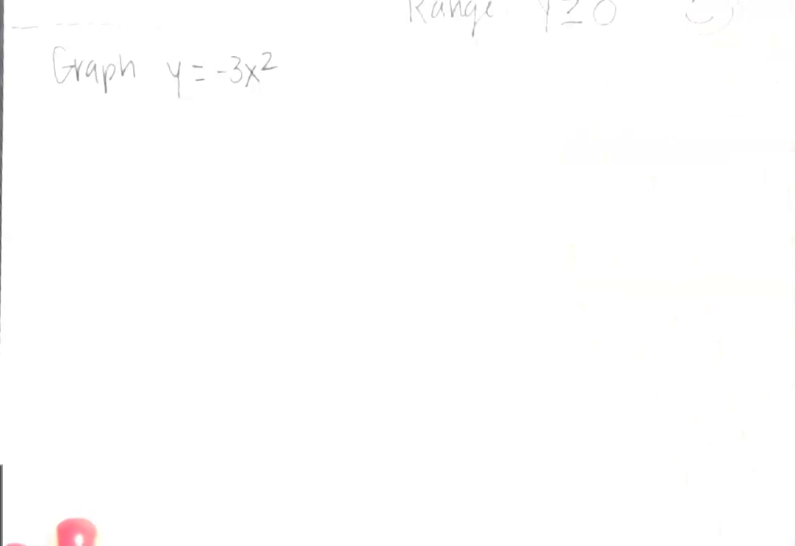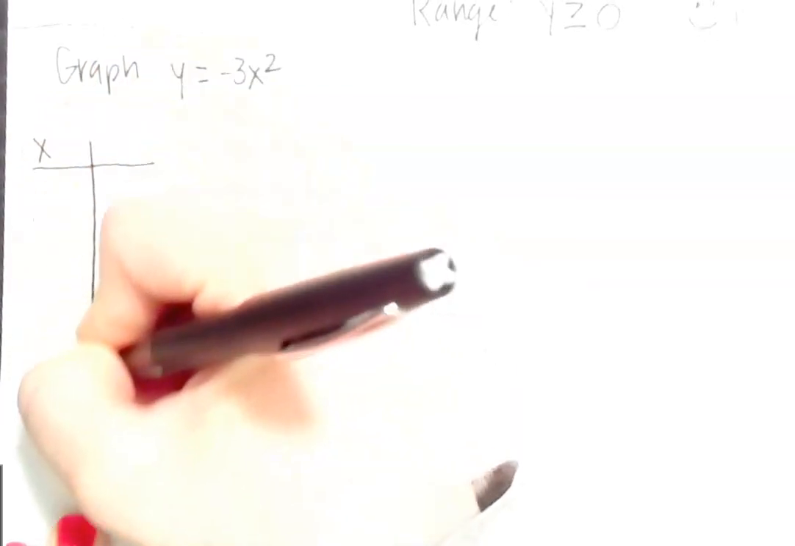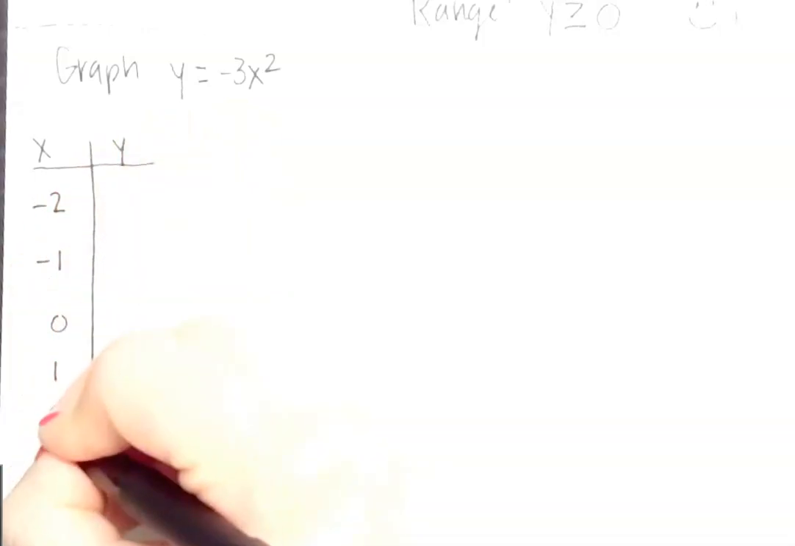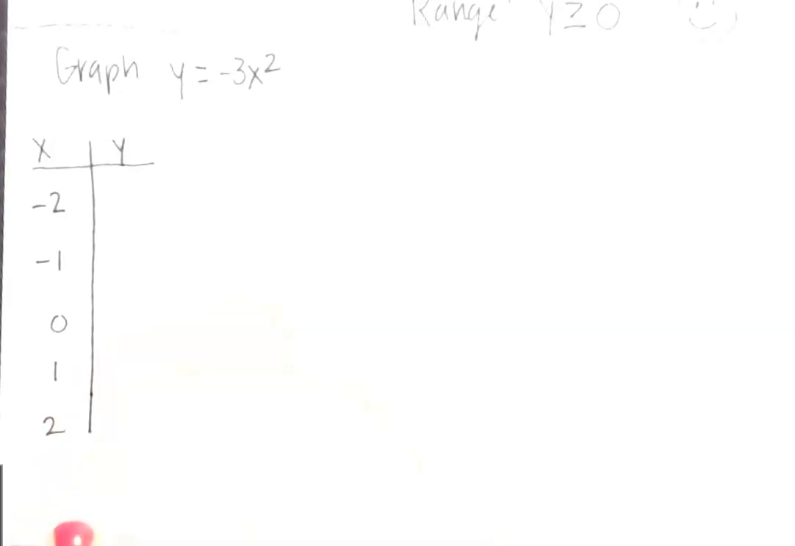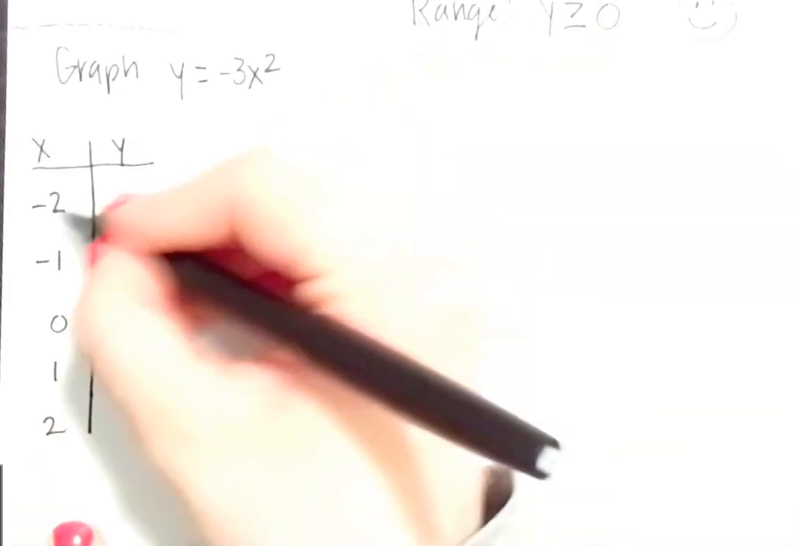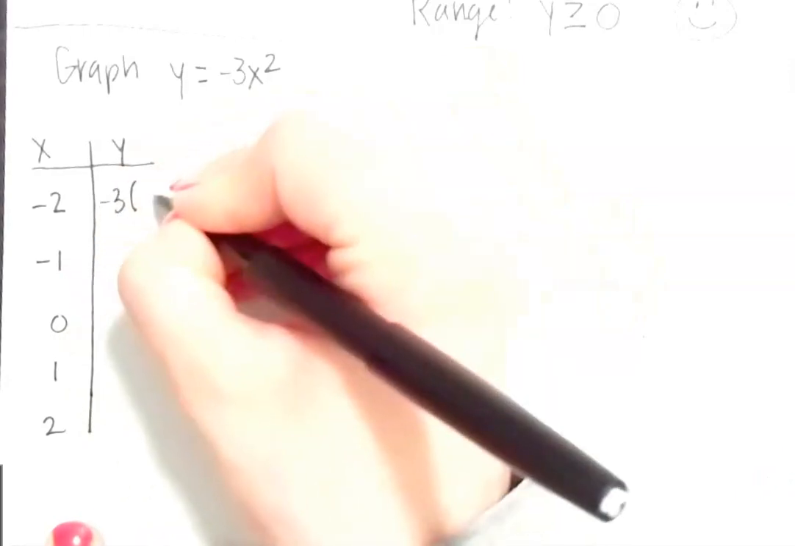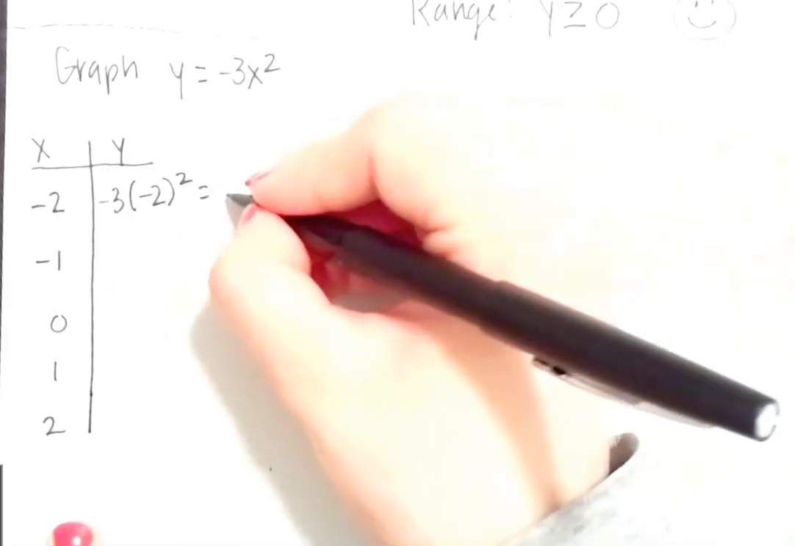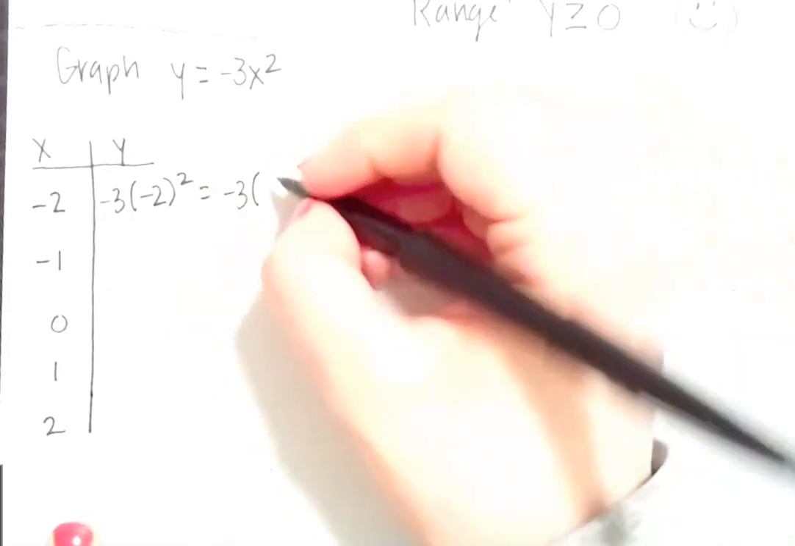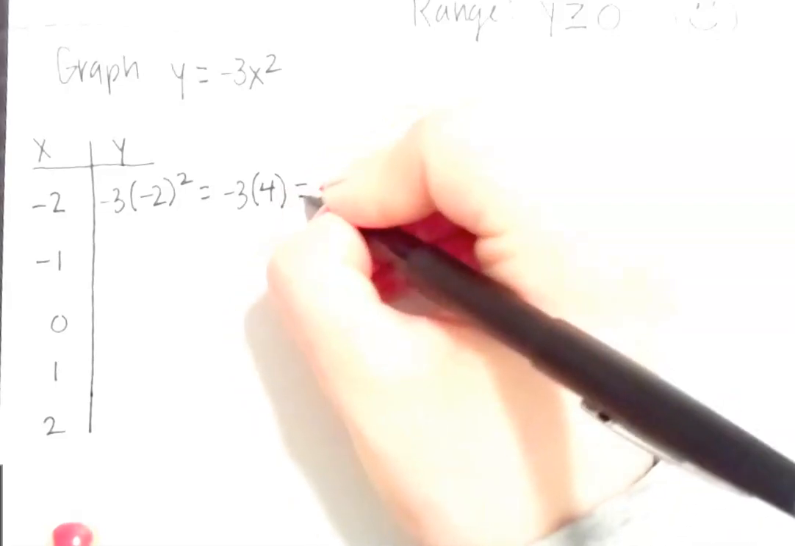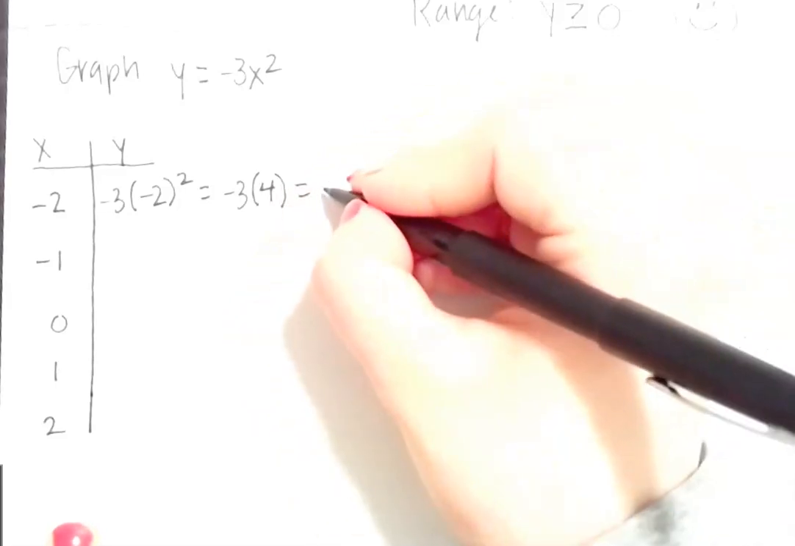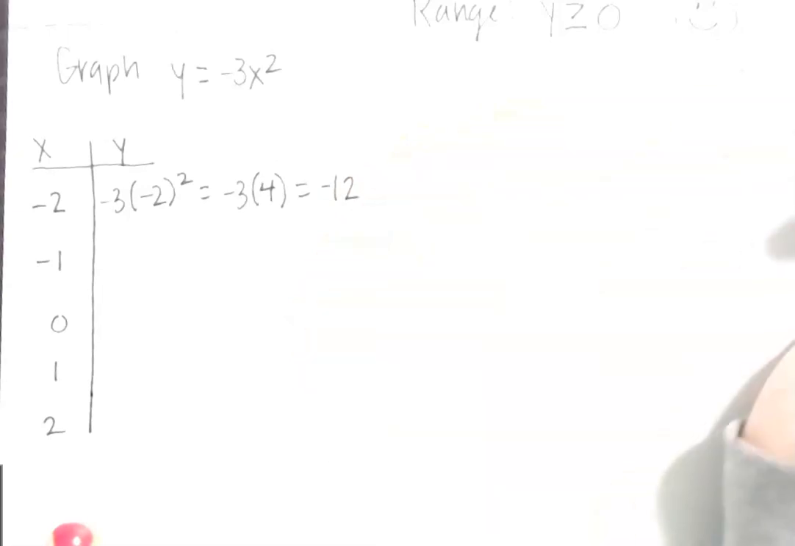Okay, so again, start with our t-chart. Plug in our 5 values that we have in. Okay, now I'm going to have negative 3 times negative 2 squared. First square negative 2. Negative 2 times negative 2 is 4. Negative 3 times 4 is negative 12.